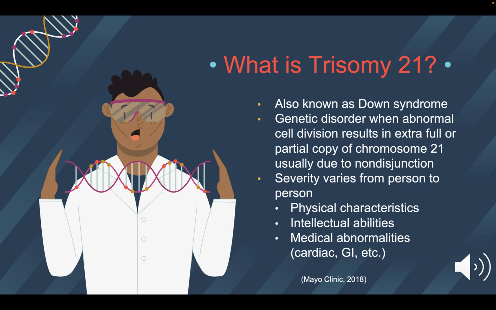What is trisomy 21? Trisomy 21 is also known as Down syndrome. It is a genetic disorder caused by abnormal cell division, resulting in an extra full or partial copy of chromosome 21. This error in cell division is usually due to non-disjunction. The severity of trisomy 21 varies from person to person and can affect one's physical characteristics, intellectual abilities, medical abnormalities such as cardiac, GI, and more.